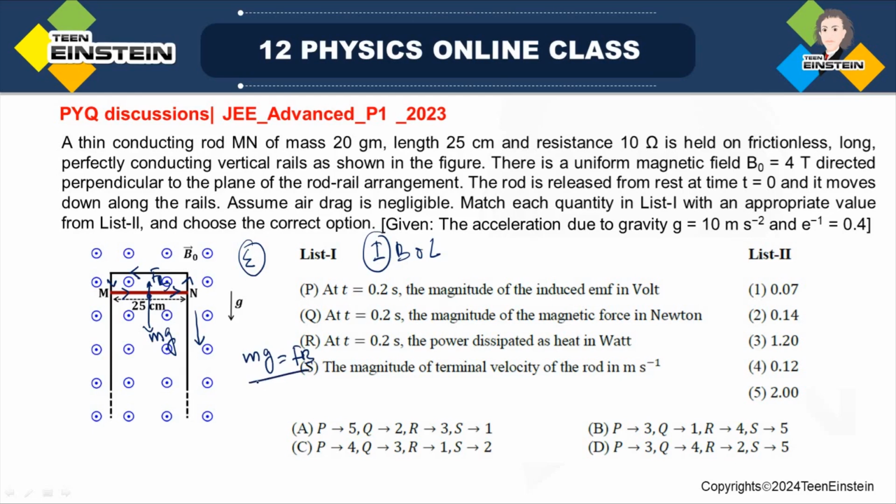So at this situation, there will be no net force acting on this rod, and it will come down or fall with the terminal velocity. So this is the whole situation over here. Now, first question, part P: we have to find out the magnitude of the induced EMF.